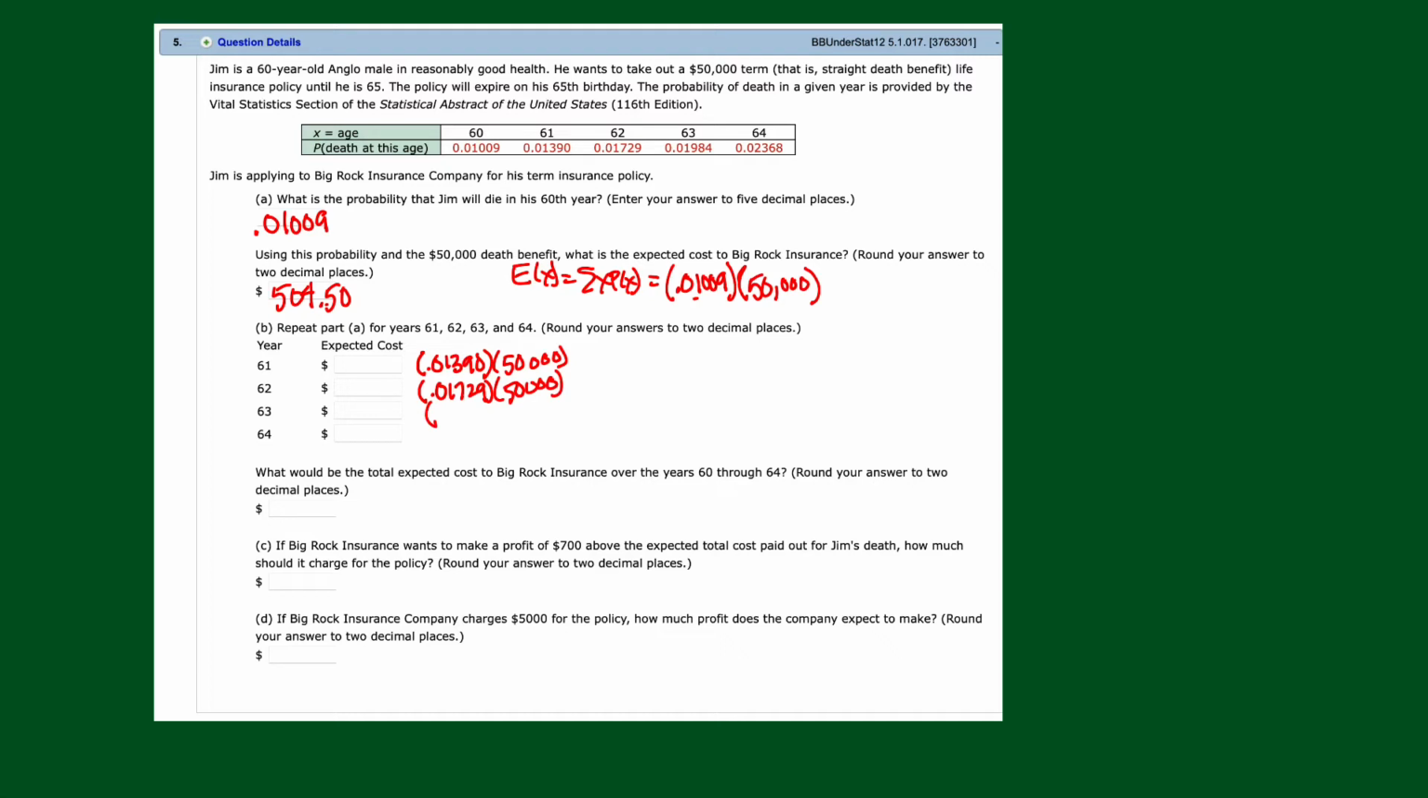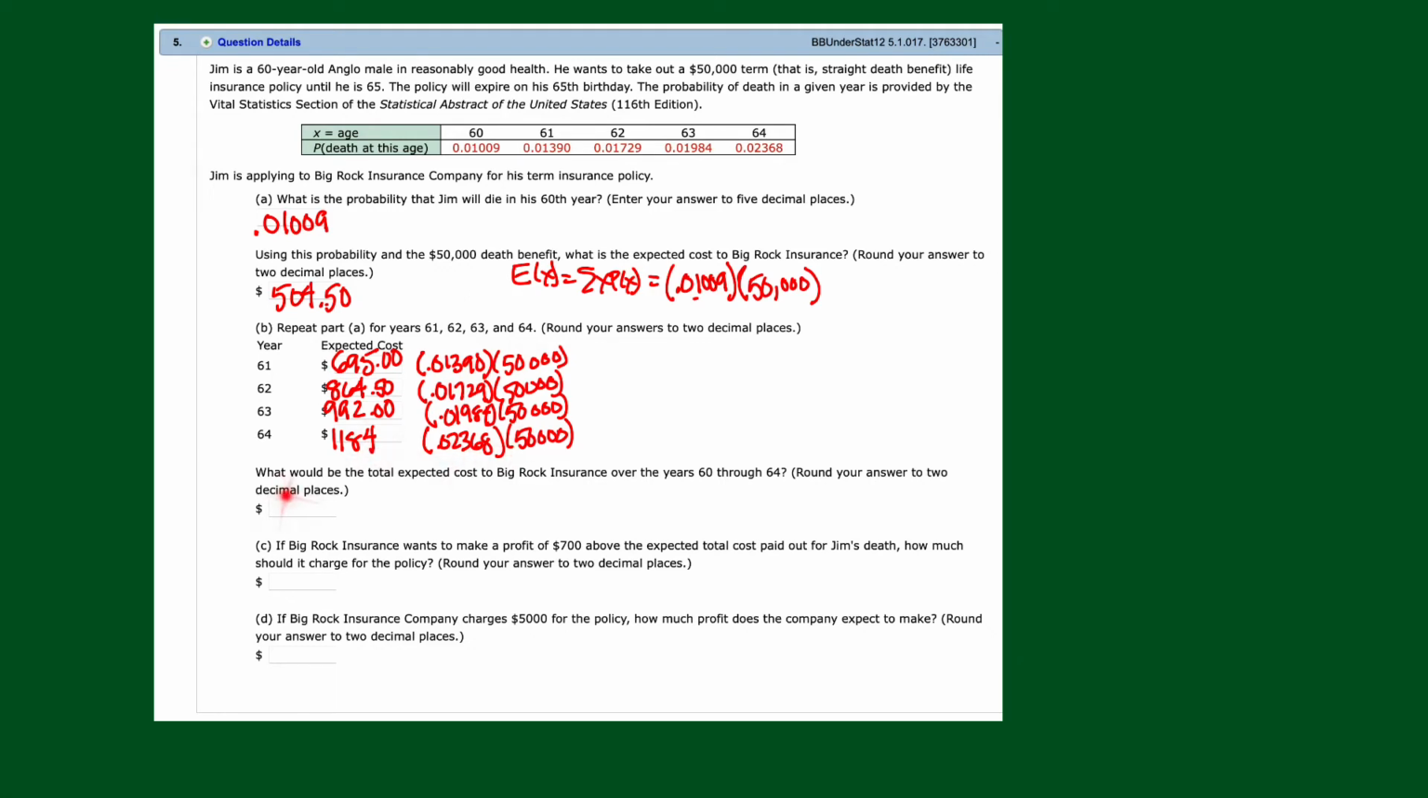At 63, we're at 0.01984, so 0.01984 times 50,000. And finally, at 64, that number is 0.02368 times 50,000. Let's get those. You get them, I'll get them, see if we get the same thing. I got these numbers. Did you get the same thing? I just made those multiplications, and if I put them in correctly, this is what I got.